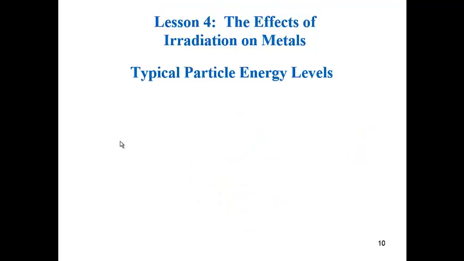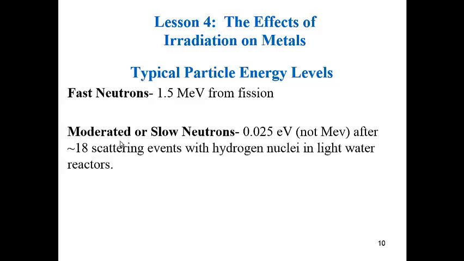Let's look at some typical particle energy levels. The fast neutrons from the fission event are 1 to 1.5 MeV. The moderated or slow neutrons, which are more easily absorbed by the nucleus if it's struck, of uranium-235, have an energy of 0.025 eV, not MeV. And it takes about 18 scattering events with hydrogen nuclei in light water reactors to slow this very high speed, high energy neutron down to becoming a slow neutron.